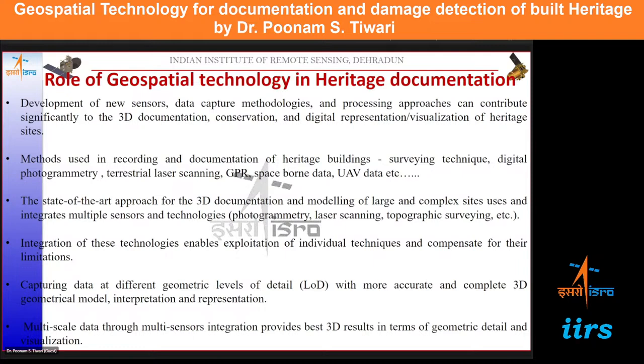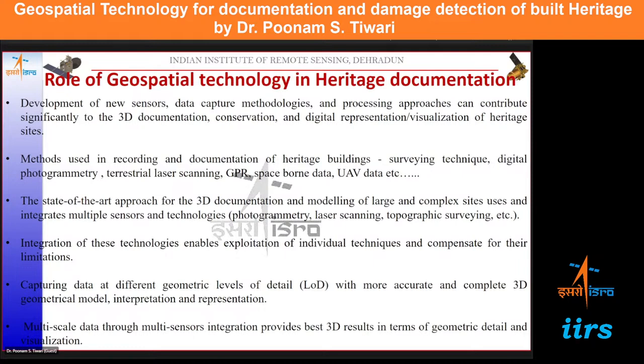Then terrestrial laser scanning is also a very good technique, which we will be discussing in detail. Then we have GPR, ground penetrating radar. If you have looked into the news in the recent past, you must have seen that the scientific survey of a particular mosque in Varanasi is going on. They are employing this GPR technique, in which you can know what is underneath a particular structure. So you can have above surface documentation as well as subsurface documentation.